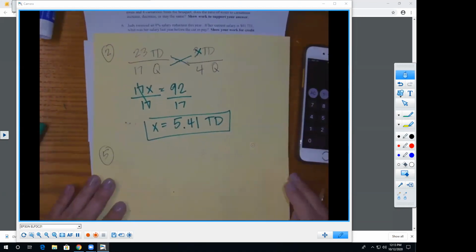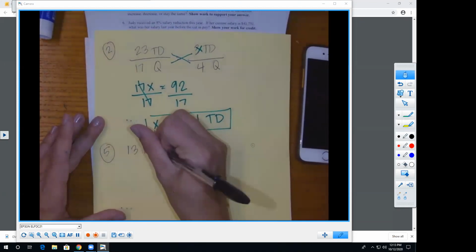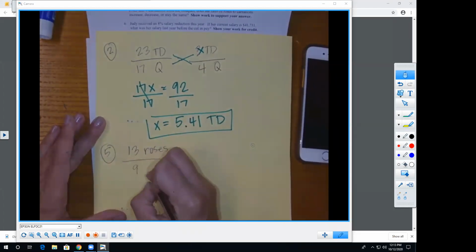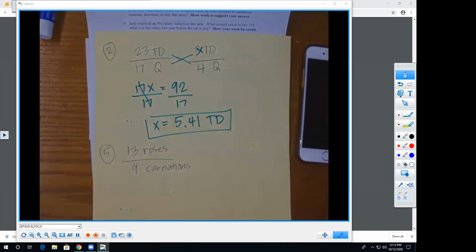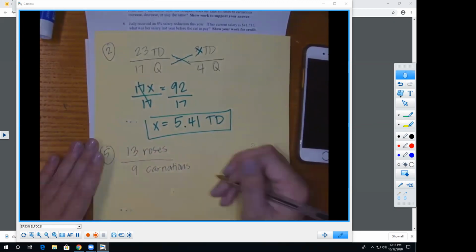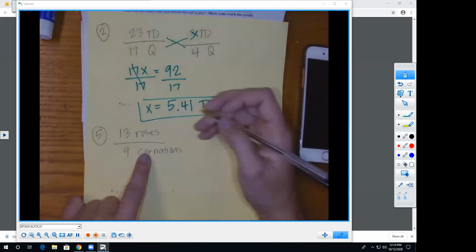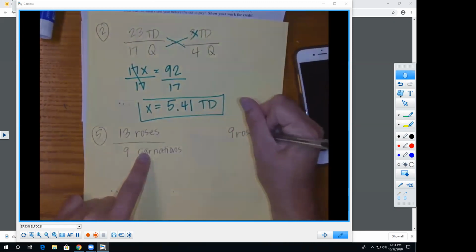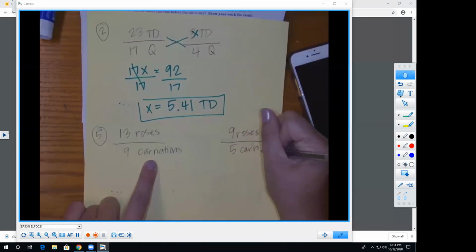Number 5 is the next one. It says, suppose a flower bouquet has 13 roses in it and 9 carnations. So 13 roses per every 9 carnations. It says if you take away 4 roses and 4 carnations from the bouquet, does the ratio increase, decrease, or stay the same? So I'm comparing this ratio to the ratio when I take away 4 from each. So 13 minus 4 would be 9 roses. 9 minus 4 would be 5 carnations.